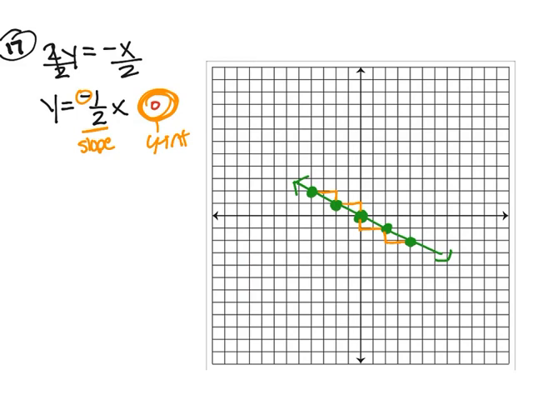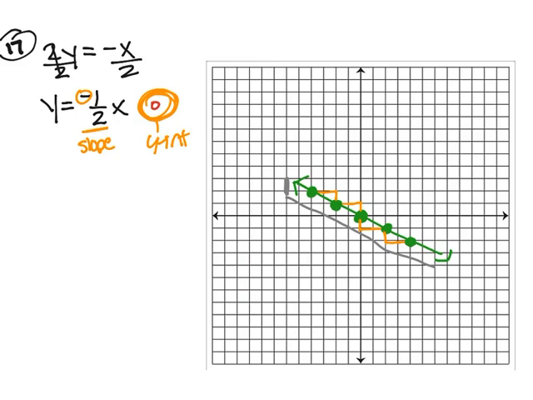Keep in mind, we talked about this one day this week. When you have a negative slope, when you start on this side, your line is going to be decreasing. It's going down. Okay, so keep that in mind. It can't be going up. It has to be going down because it's negative.